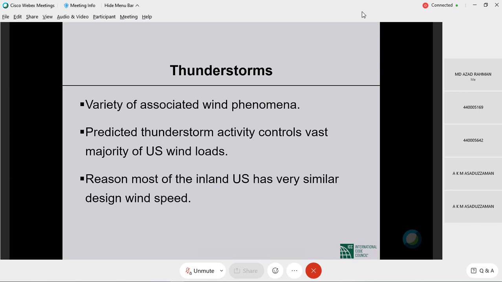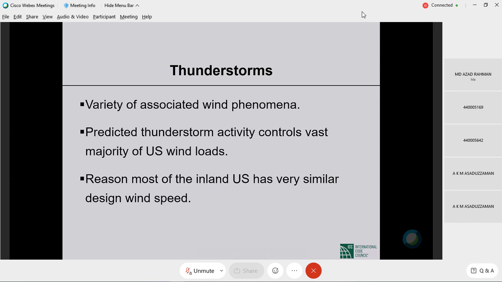Thunderstorms, the word thunderstorms, is applied to a variety of associated wind phenomena. Predicted thunderstorm activity controls, this may or may not be of interest to you, but predicted thunderstorm activity controls the vast majority of U.S. wind loads.